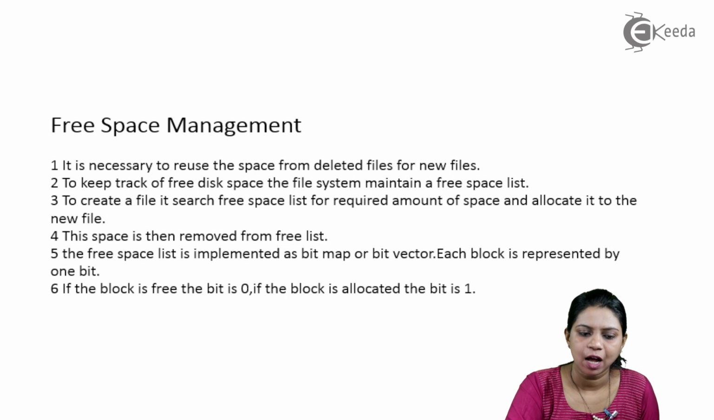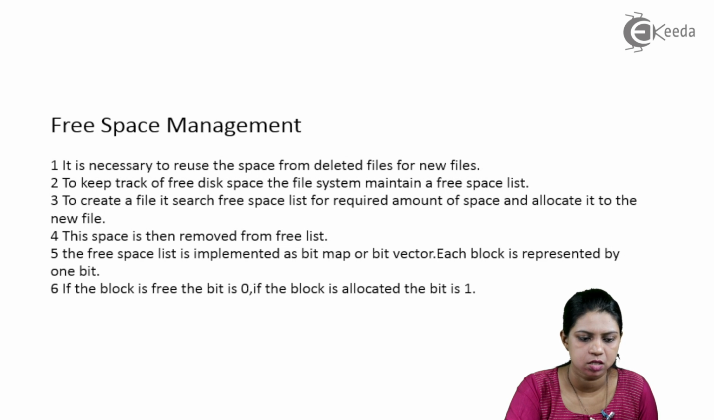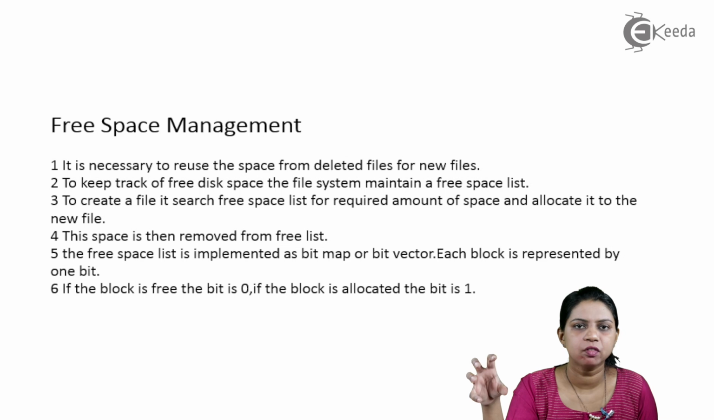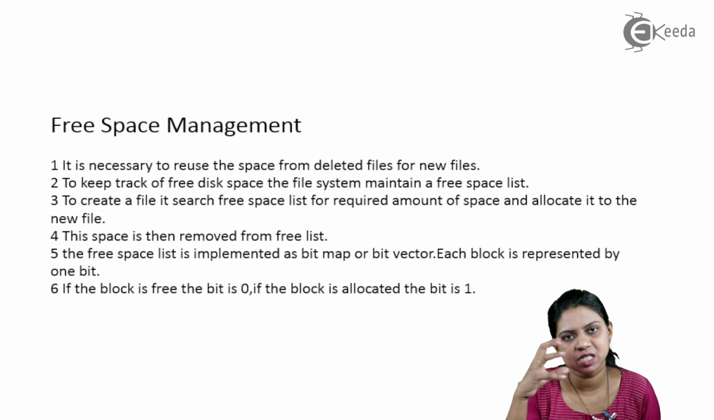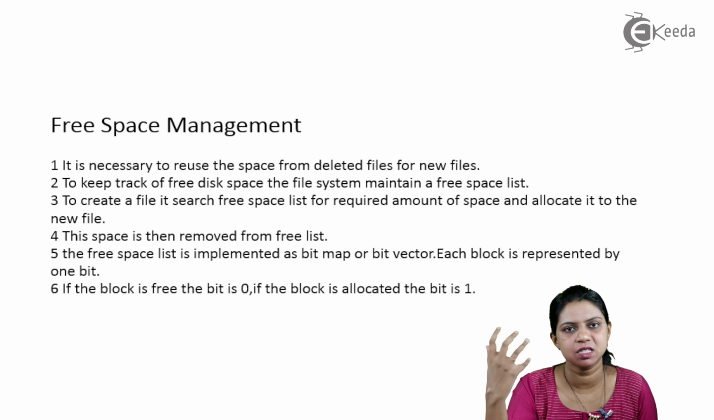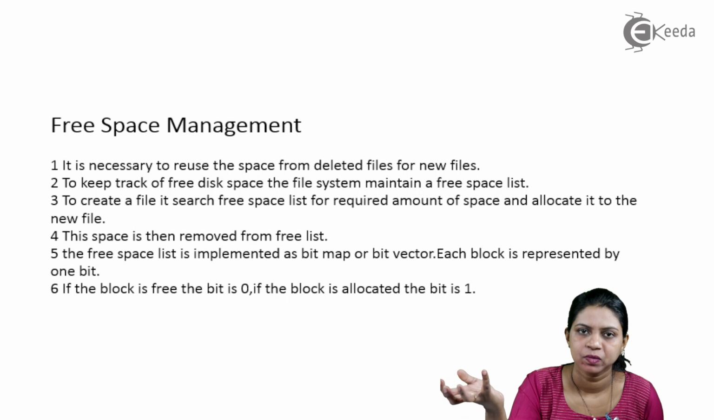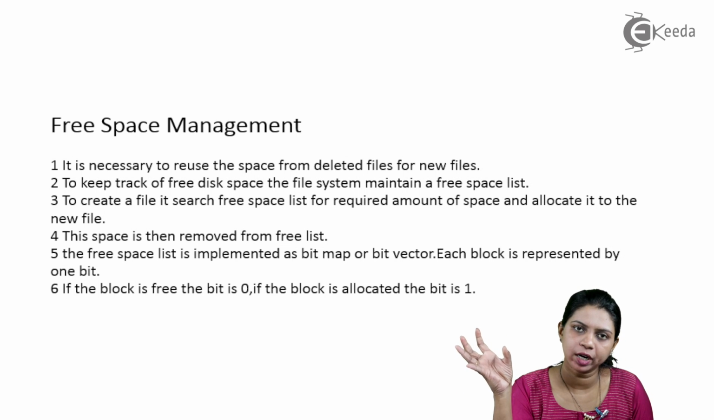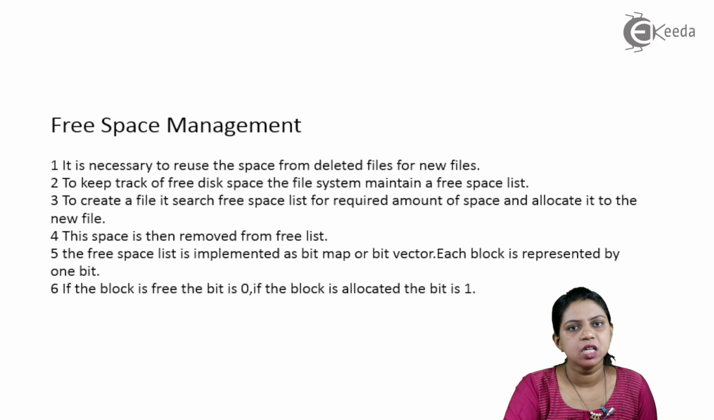To keep track of free disk space, the file system maintains a free space list. To create a file, it searches the free space list for the required amount of space and allocates it to the new file. So when we create a file, first it will search the free space list, to see whether the specified amount of space is available. If it is available, then it will allocate that space to the file. This space is then removed from the free space list.